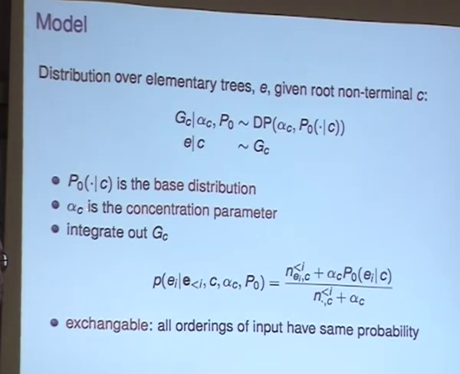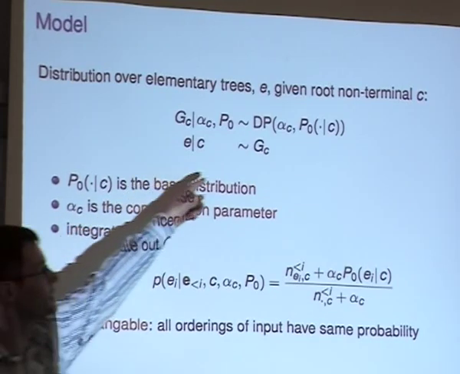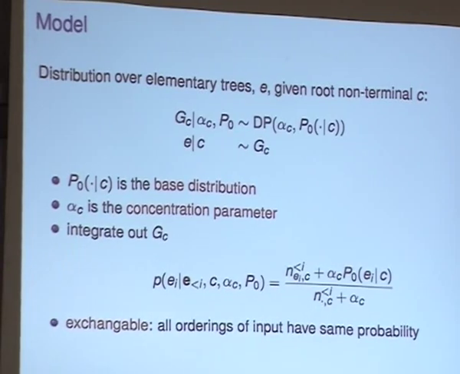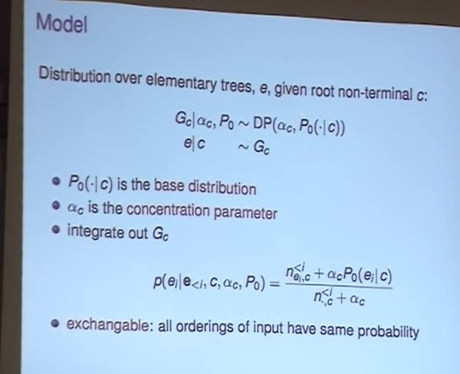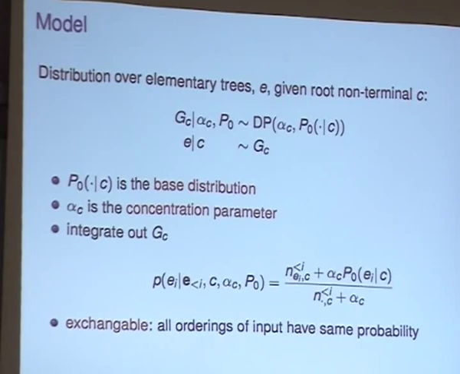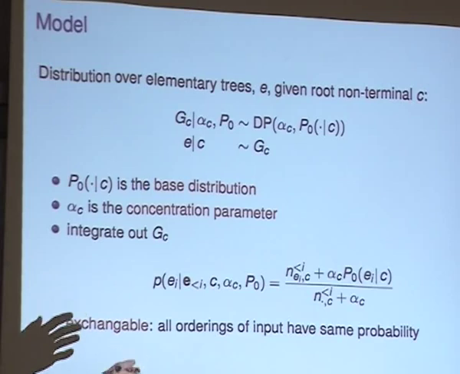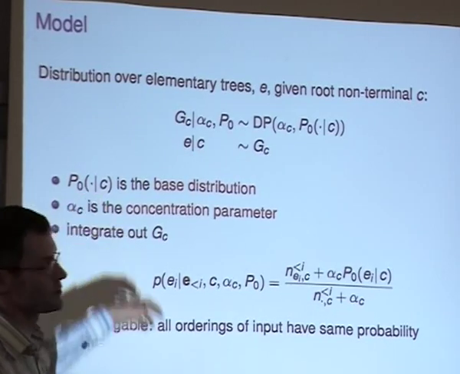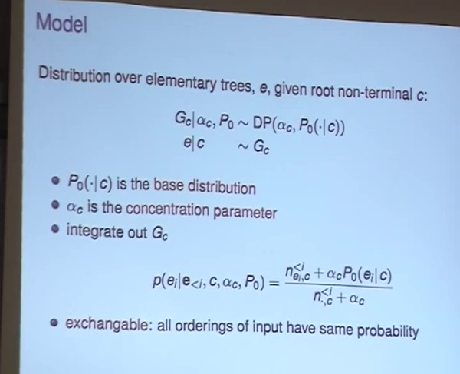We have two parameters. We have alpha and P0. So alpha is the concentration parameter, which tells us how sparse we expect our parameters G to be. If we set alpha to a really small value, then we expect G to have most of the probability mass on very, very few things. If we set it to a very large value, we expect it to be a lot more uniform. And P0 is a distribution over trees, and I'll come back to what that is in a sec. But you can just think about this as a distribution over an infinite set of trees, and in fact biases towards smaller trees.